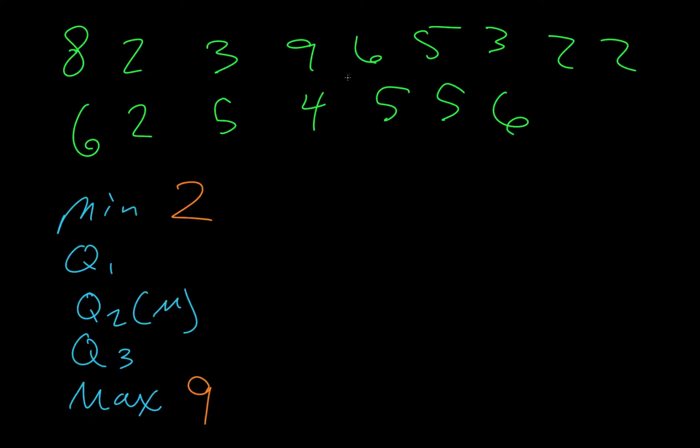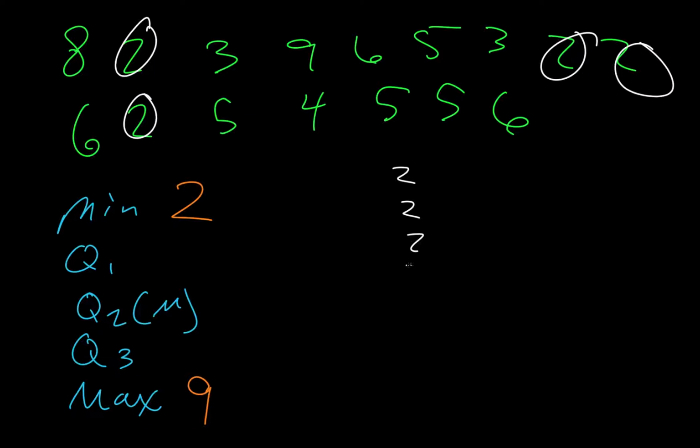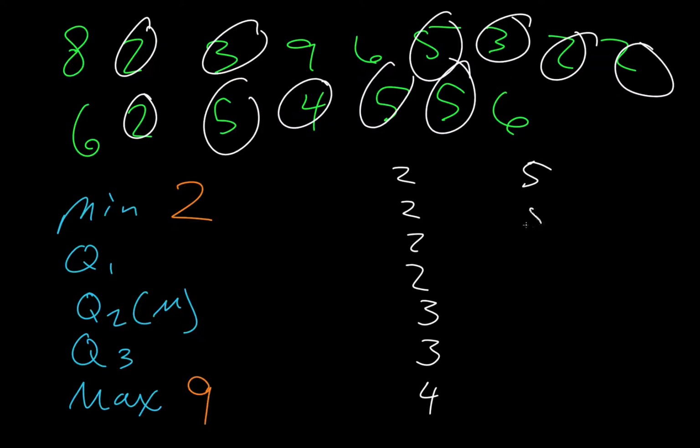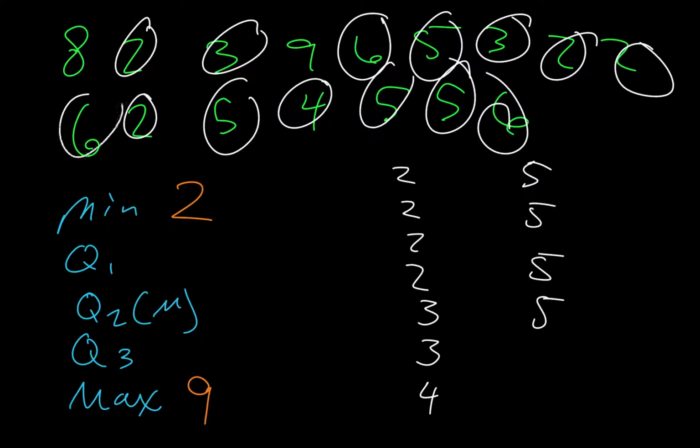If we're going to put this in order, let's see. Let's put it in order. So 2, 2. Okay, so we have 4 2s. 2, 2, 2, 2. Then we have 2 3s. We have a 4. We have 1, 2, 3, 4 5s. 3 6s. And then an 8 and a 9. Okay, so that's in order if we go down like this.